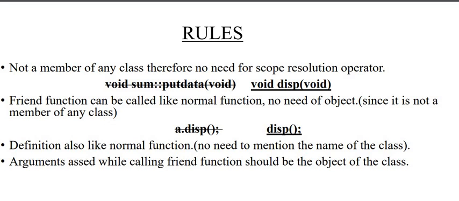So what are the rules? Look at this rule number one. I don't need to create the member function using scope resolution operator even if I am defining outside the class. And point number two, as I told you, I don't need to create an object. Like a dot DISP is not required. Directly I can call.